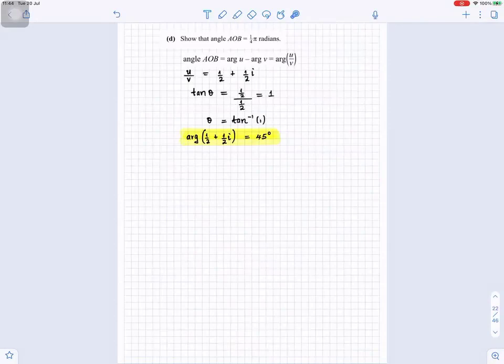Show that angle AOB is equal to 1/4 pi radians. Angle AOB is the same as the argument of u minus the argument of v, which is the argument of u divided by v. So u over v is half plus a half i. Tan theta is 1. So theta is inverse tan of 1. And the argument of that is 45 degrees.